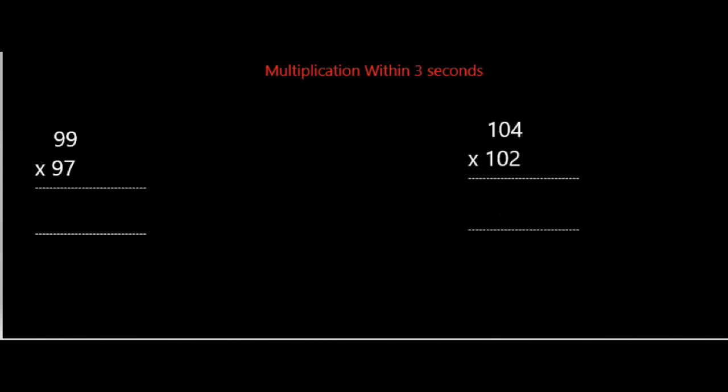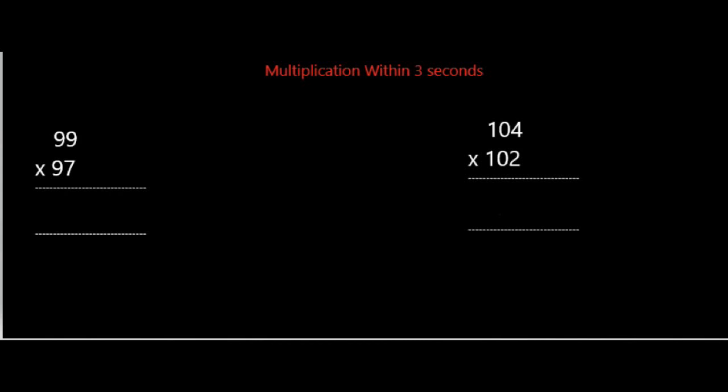In this tutorial, I will discuss how to calculate the multiplication of two numbers which are close to 100 within 3 seconds, which means you will be able to calculate it without using pen and paper. There can be two cases that may arise: one, on the left side, where both the numbers are less than 100, and two, on the right side, where both the numbers are greater than 100.